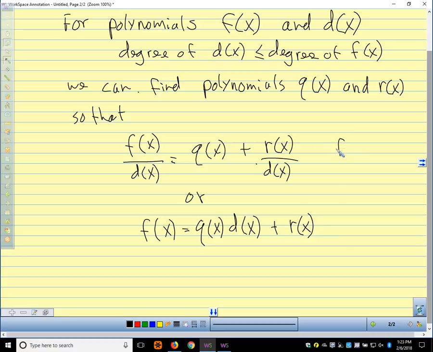Some terminology. F of x is the dividend. D of x is the divisor. Q of x is the quotient. And r of x is the remainder.